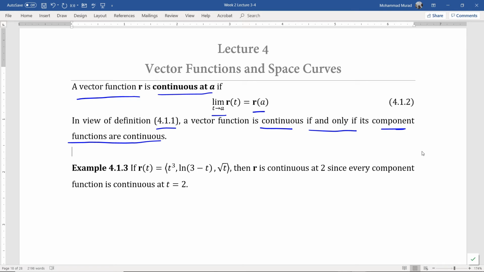For example, if R is the vector function with components as in the previous examples, then the vector function R is continuous at 2, since every component function is continuous at 2. Namely, t cubed is continuous at 2, natural log of 3 minus t is continuous at 2, and the positive square root of t is also continuous at 2. So the vector function R with these three components is continuous at 2.